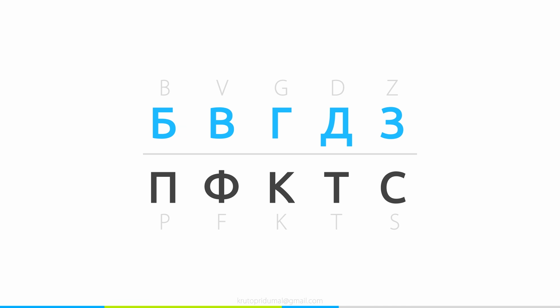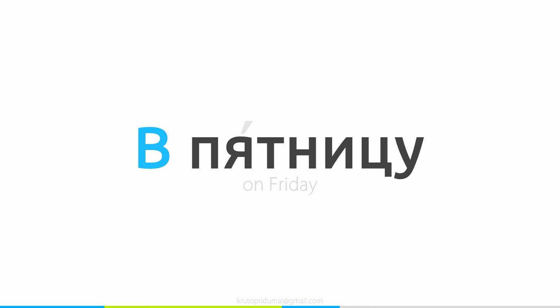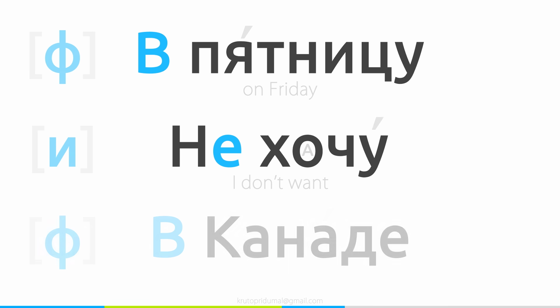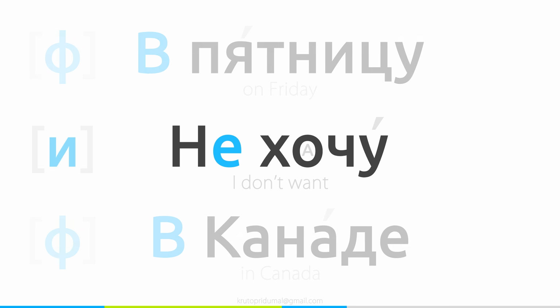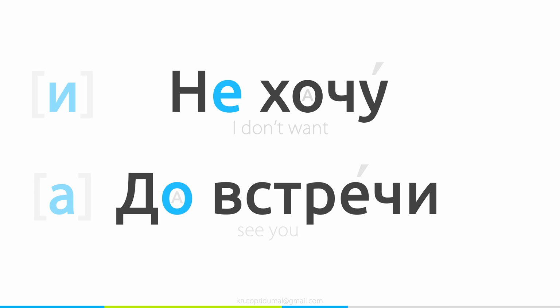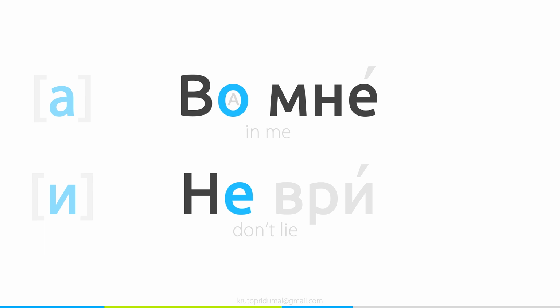Remember what I said about prepositions? It's applicable to them. So let's say in в пятницу, V is gonna sound like F. Because this word is so tiny and it's so close to another word, that's why we treat them as one. В пятницу, не хочу, в Канаде. These tiny words don't get any stressing whatsoever. That's why не sounds like ни and до sounds like да, like in до встречи. This V also sounds like F, simply because it stands next to С. До встречи. Во мне не ври.